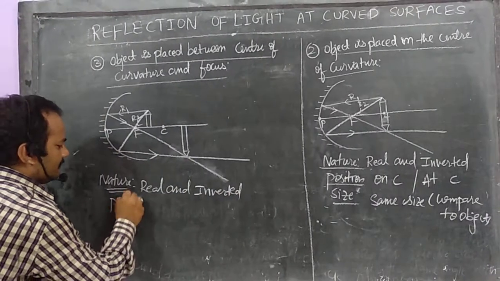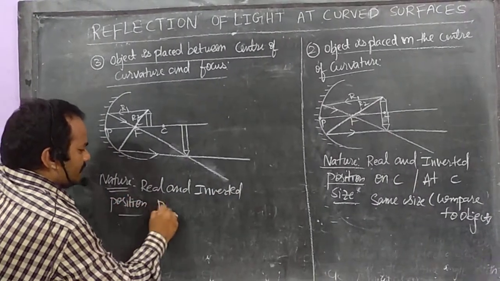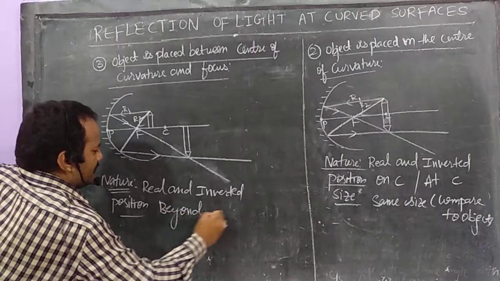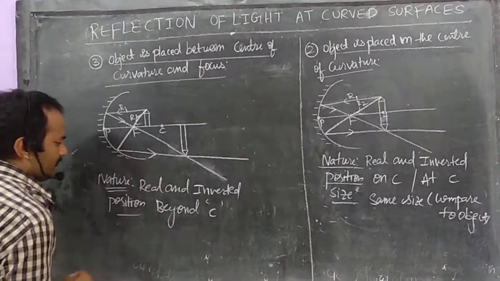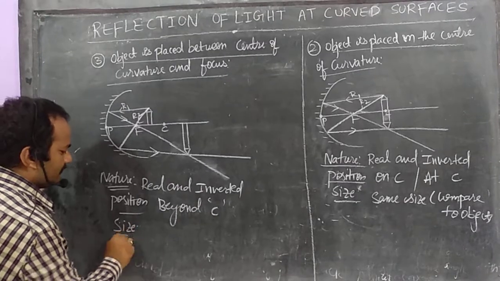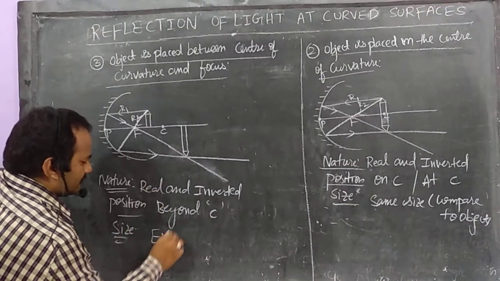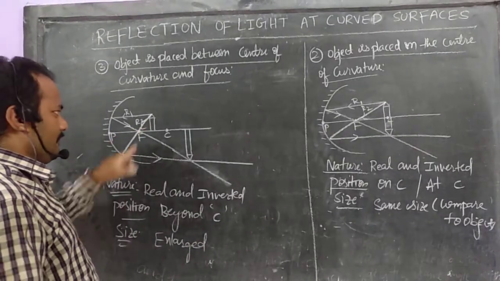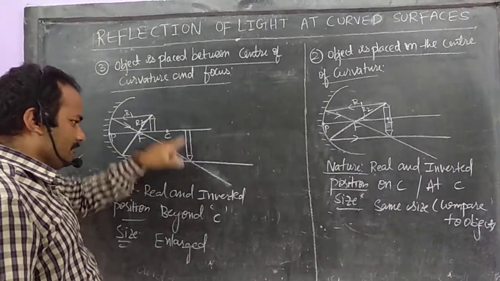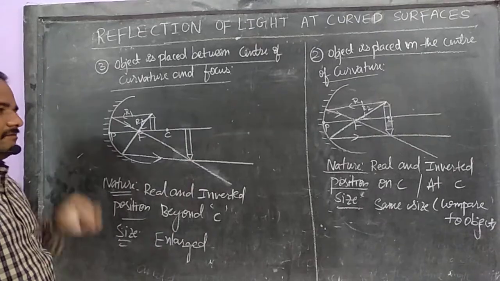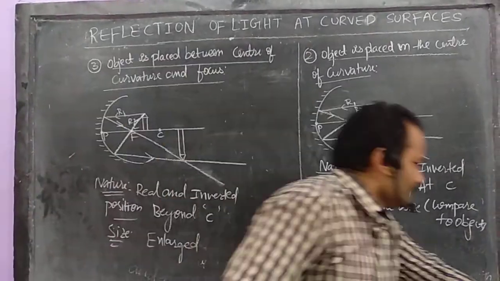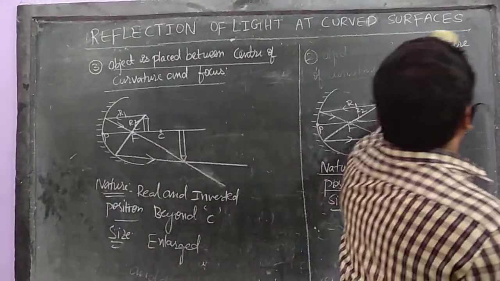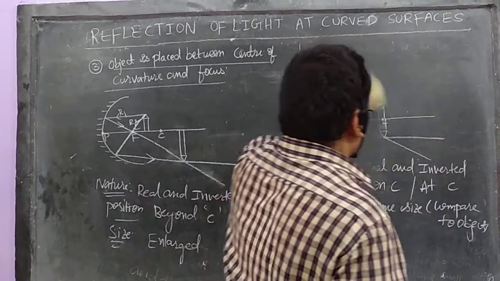The position is beyond C, meaning beyond the center of curvature. Size: see the size of the image, it is enlarged, because the object looks small but the image looks so much bigger. This is your case 3. Let us go with case 4 and case 5.